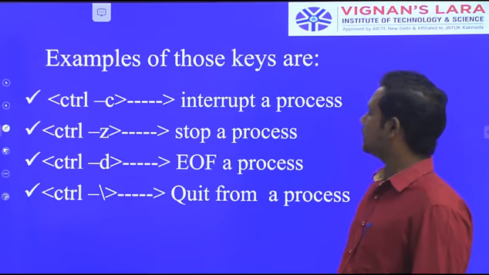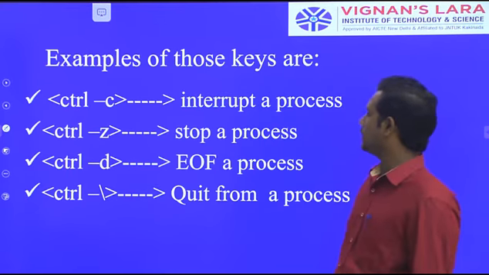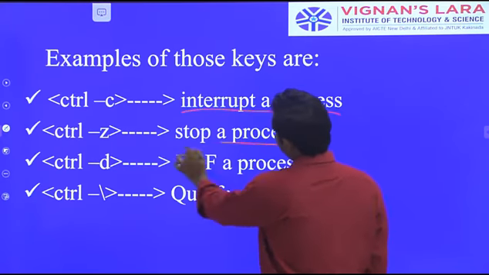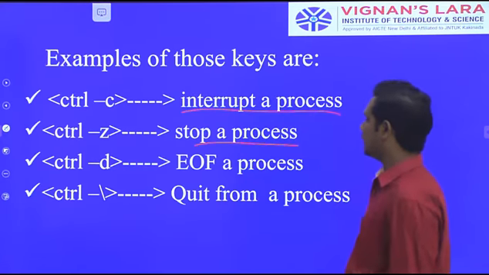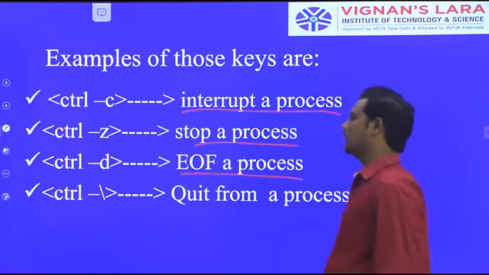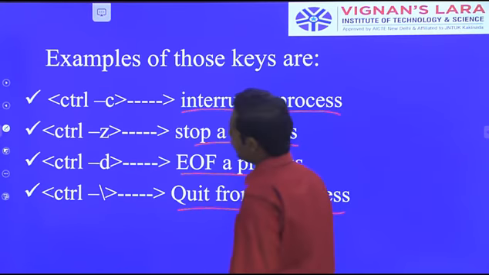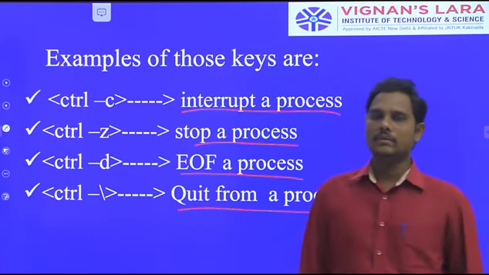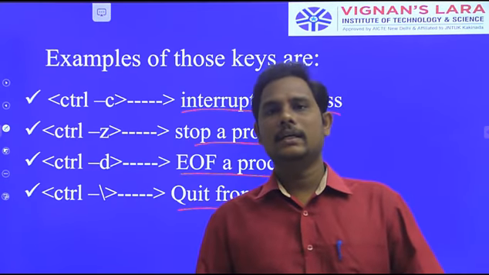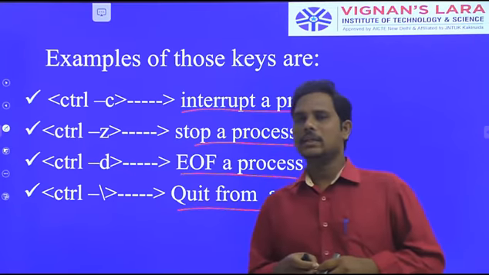You can see examples of those keys. Control C is interrupt process. Control Z is stop process. Control D is end of the process. Control slash is quit from the process. I told you already, these are the shortcut keywords used to control the terminal settings.